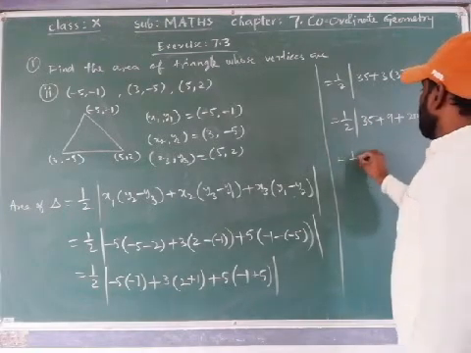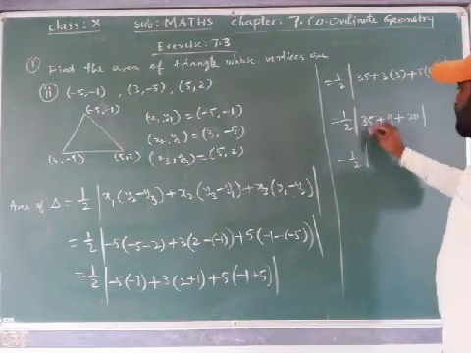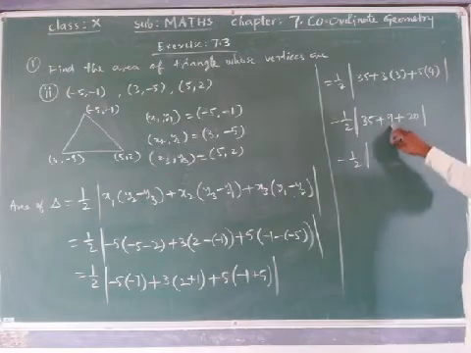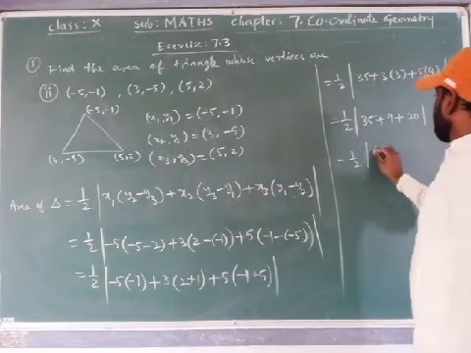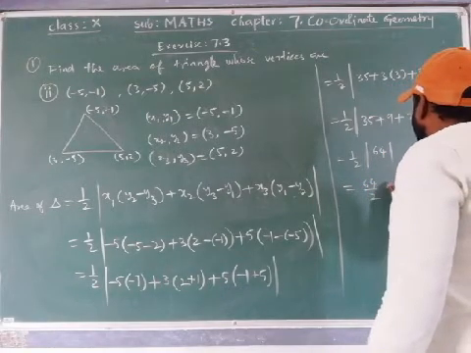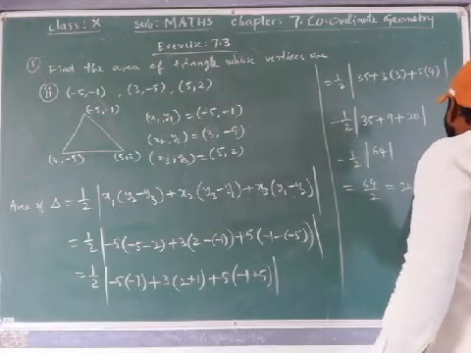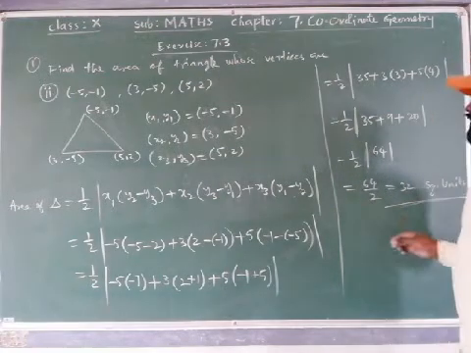See here, 1 by 2 into here, this modular. This is modular, okay. 35 plus 9 is 44. 44 plus 20 is 64. So 64 divided by 2 is 32 square units. Always you should mention the units here.